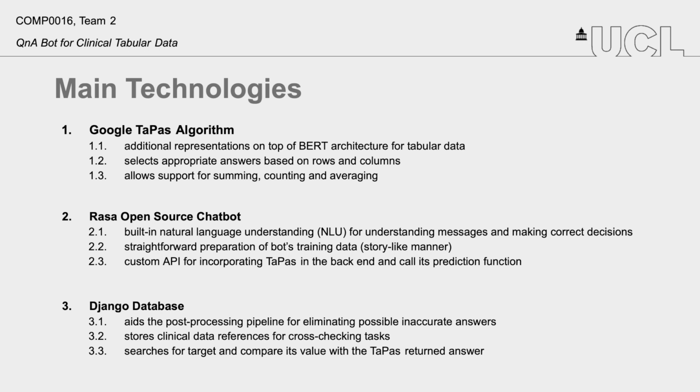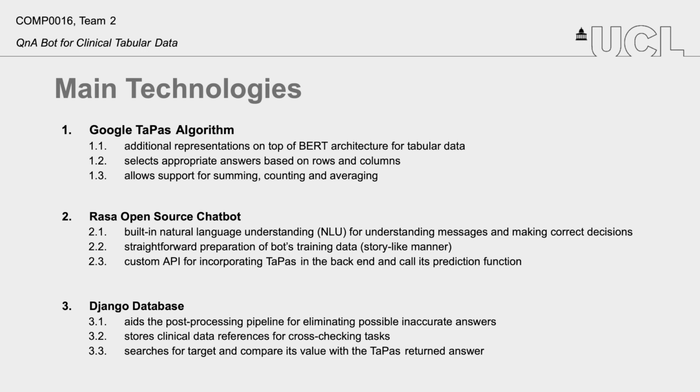Next, we use RASA open source to build the chatbot as it has built-in natural language understanding, which is crucial for understanding messages from users and making the correct decisions. Furthermore, training data for the bot model is written in a story-like manner, which simplifies the preparation process. RASA also supports custom API, which is important for incorporating the Tapas algorithm in the back-end so that its prediction function can be called. Lastly, we added a post-processing pipeline to filter possible inaccurate answers from Tapas.